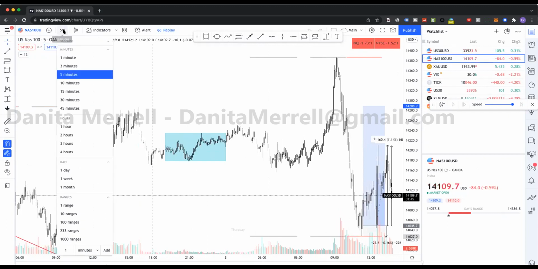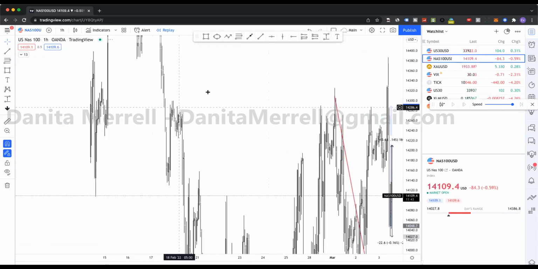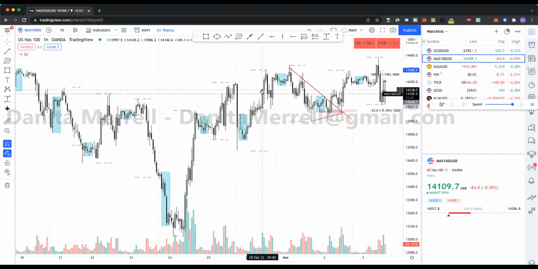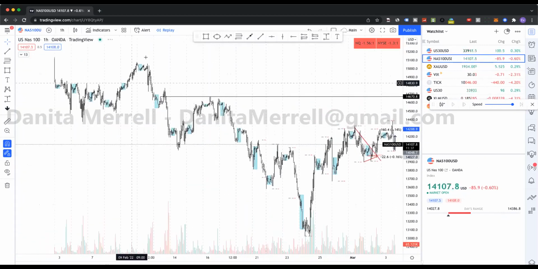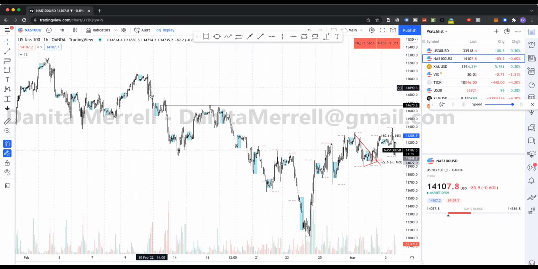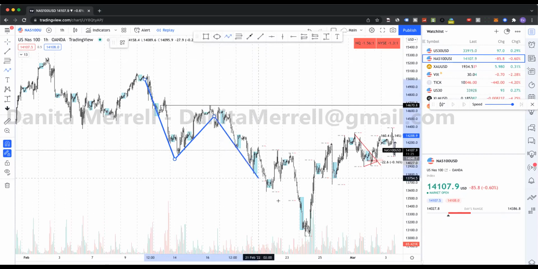Let's look at an hourly time frame real quick. Okay, see how we're starting to trend down here, and then we have our blip, and then it comes and then tests it and then continues dropping. So if you imagine this like a wave, it's coming down, up, down.